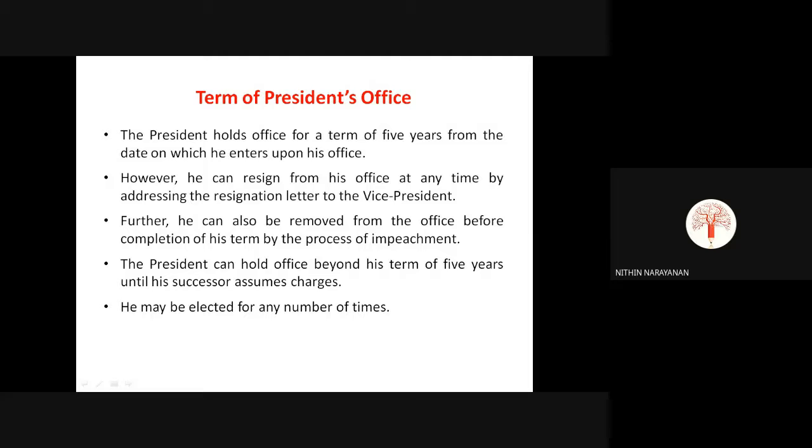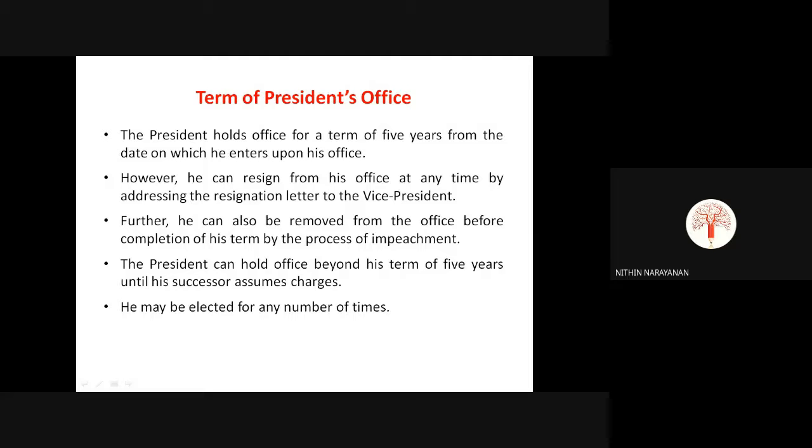That is also possible. Even after 5 years, after the new election, sometimes it may take a long time for the election process due to any type of circumstances. In that case, even after the 5 years, the existing president can hold the office. Okay, that is, the president can hold office beyond his term of 5 years until his successor assumes charge.